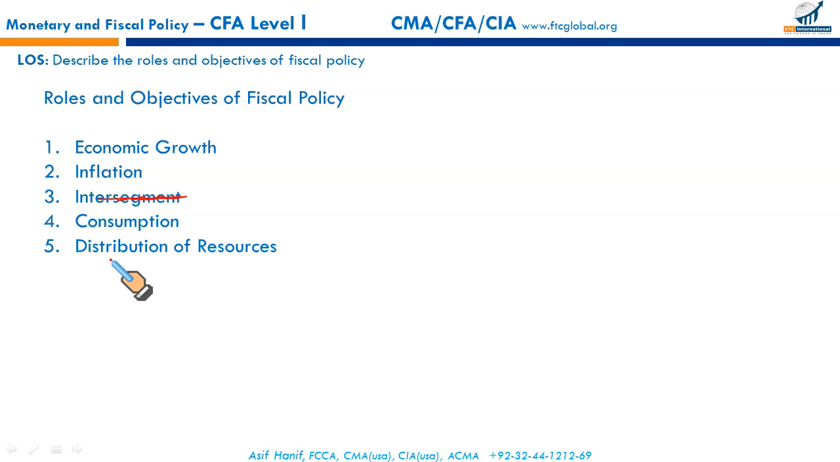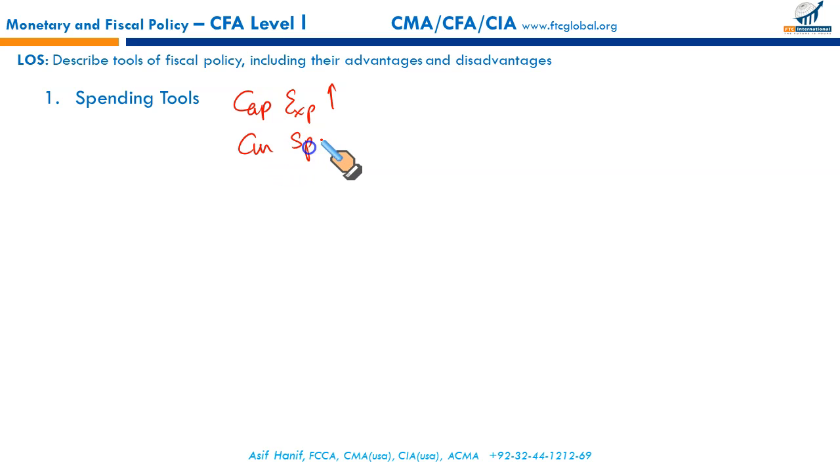Next, describe tools of fiscal policy, including their advantages and disadvantages. First, fiscal policy is a spending tool. It results in more expenditure. It could be the capital expenditure, long-term spending, building on roads, dams, bridges, and it could be the current expenditure or current spending.